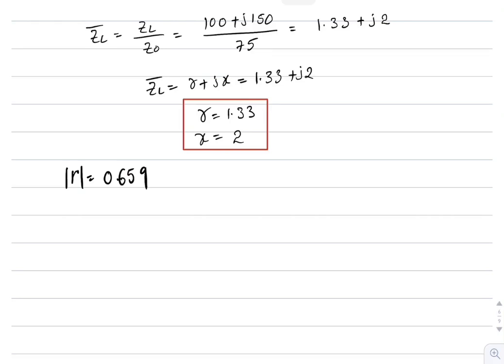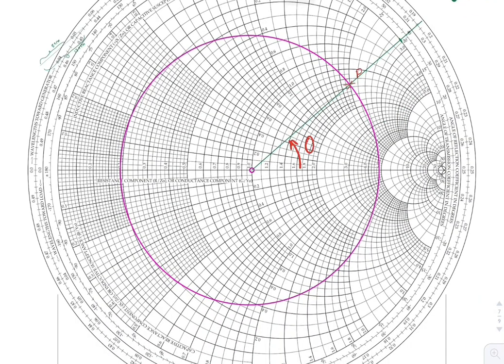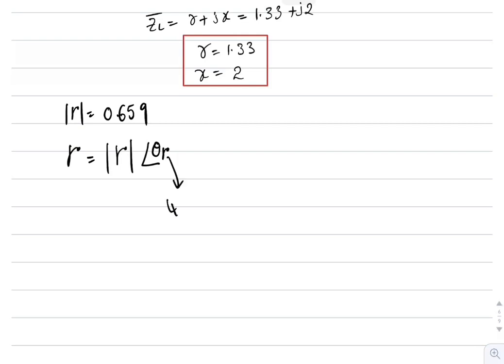Magnitude of gamma equal to 0.659. In order to represent the gamma value, I must have magnitude of gamma as well as phase of gamma, that is theta suffix gamma. Now you have to find out this theta suffix gamma. Phase of reflection coefficient means this angle, theta suffix gamma. This is 0, 10, 20, 30, 40. And this angle is 40 degrees. Theta suffix gamma is 40 degrees. Therefore, gamma equal to 0.659 angle 40.